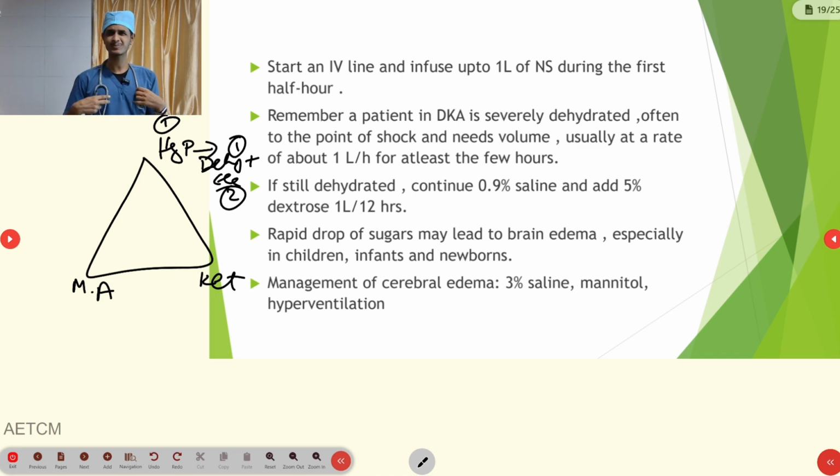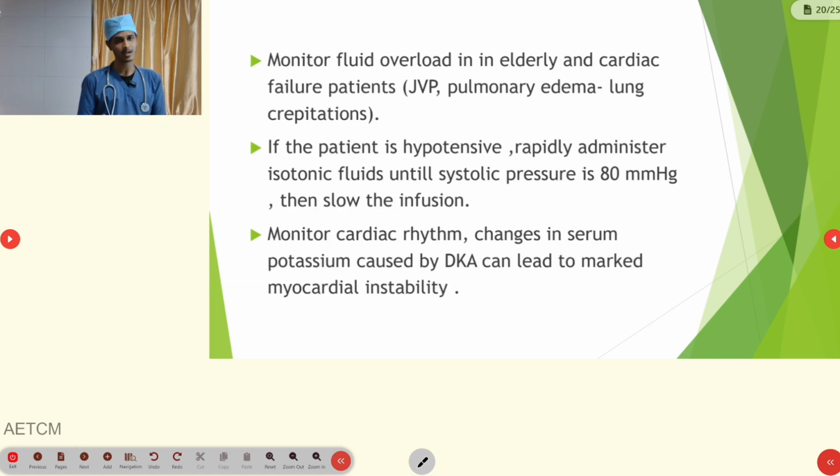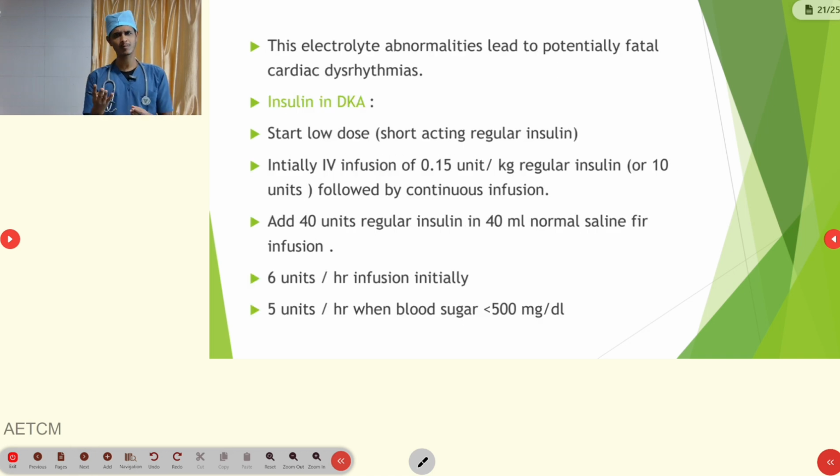In pre-hospital, it is not possible because we won't get a value of how much it is. But in hospital, initially you will get it through ABG, or you will send a sample and get a laboratory value of potassium. Based on that, we have to correct the potassium level. Ideally, in the case of DKA you have to keep it above 4.5. Normal is about 3.5 to 5, but here you have to target more than 4.